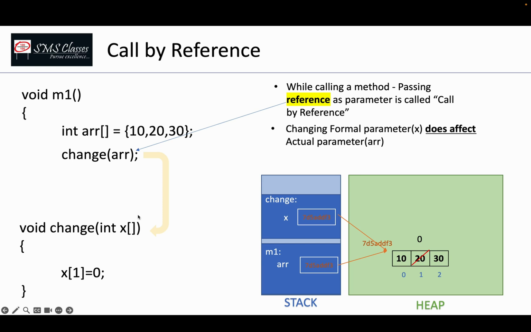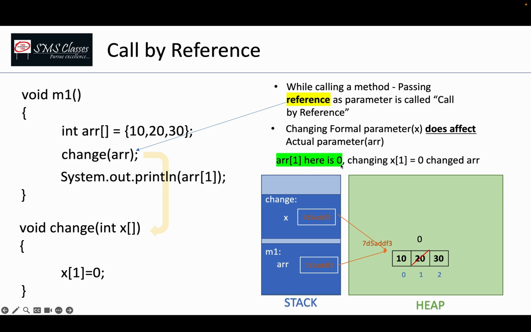Now here when you change anything in the formal parameter, it does affect your actual parameter. So if you see here, your ARR of 1 also became 0. Whereas you changed only x of 1, but ARR of 1 also got changed. That is what call by reference means.